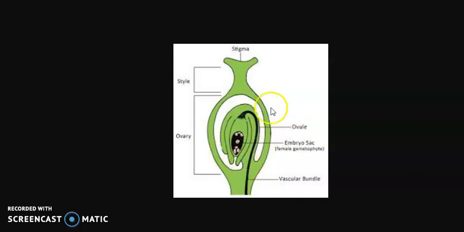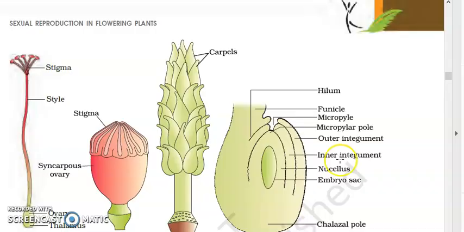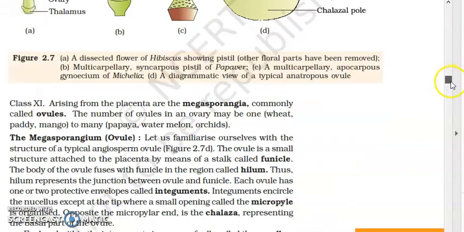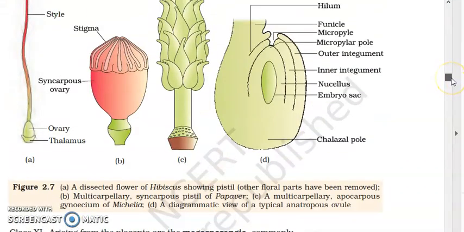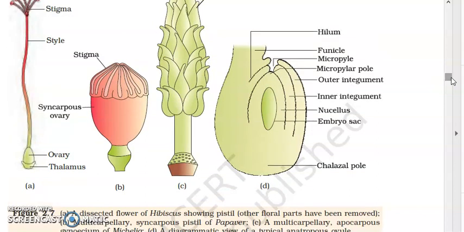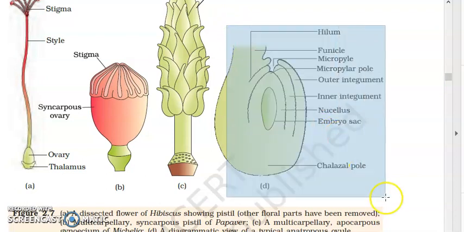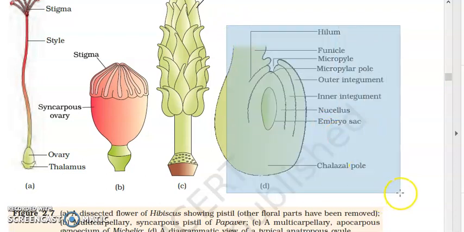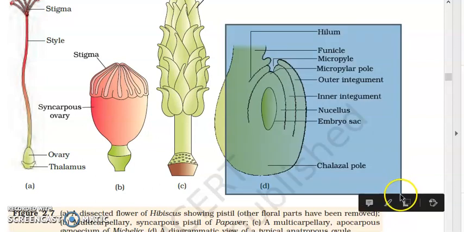And of course, this is the part I want to focus on, that how the ovule is attached to the tissue of the ovary, right? And what are its different parts? So which brings us to the next topic, which is very clearly in your NCERT mentioned as the detailed view of an ovule, right? So this diagram is very essential for all of us to memorize.